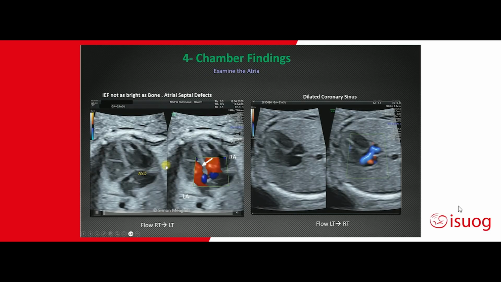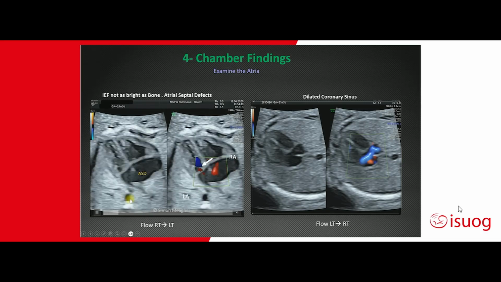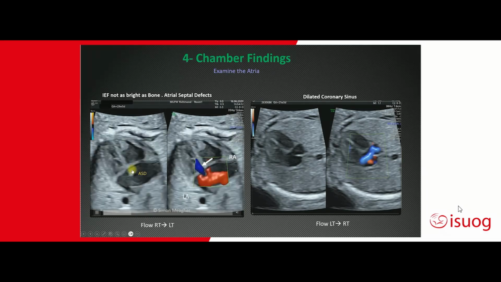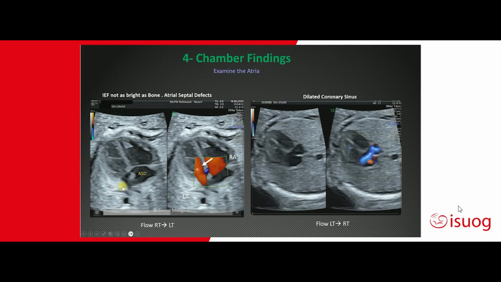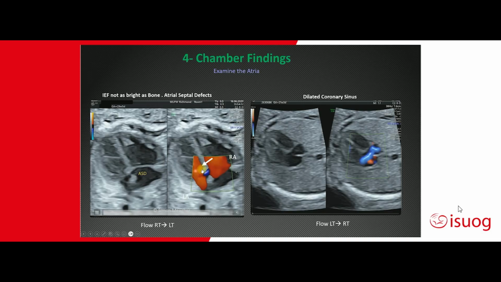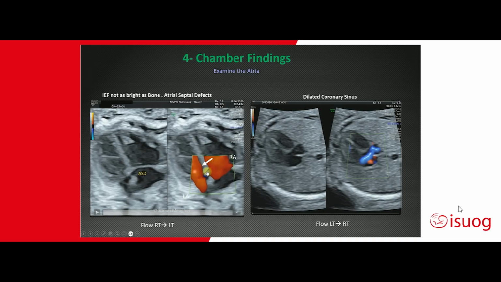In this case here, when you look at the four-chamber view of heart, descending aorta to the left atrium, you can see dropout in the region of the atrium primum. And when you look at this, you need to ascertain whether this is either a dilated coronary sinus, in which case the flow will be from left to right, or if the flow is from right to left in the setting of an atrial primum septal defect.